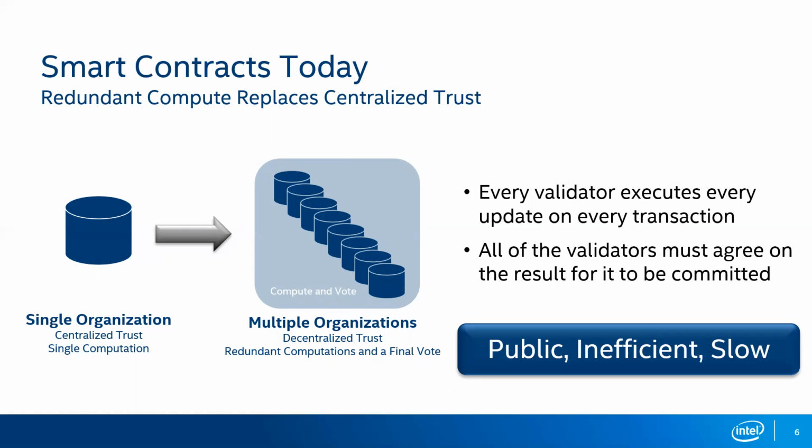As long as enough of them compute the same thing, we accept that computation, we commit it, and we move on to the next one. The problem with that is that every validator has to see every contract, which means they have visibility into it, so we don't get any privacy or confidentiality. It's also really slow and inefficient because of the redundancy in the computation. To give you a concrete number, Ethereum is running between 20 and 25,000 full validators in the network.